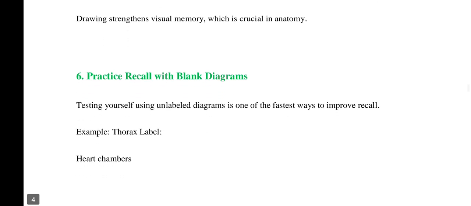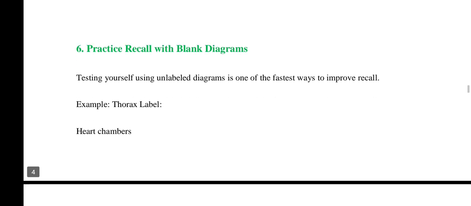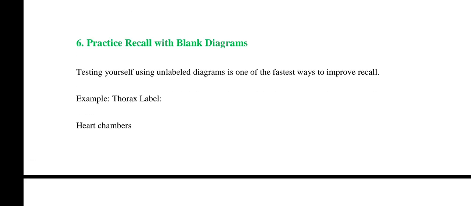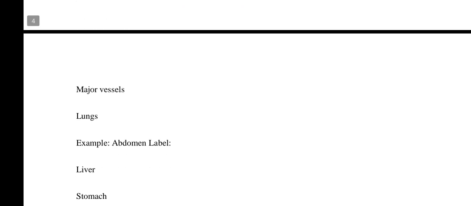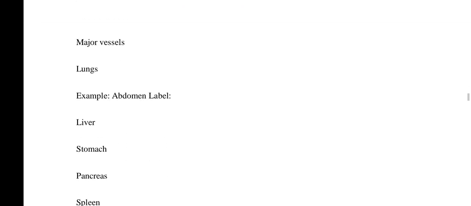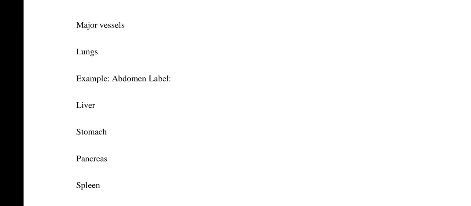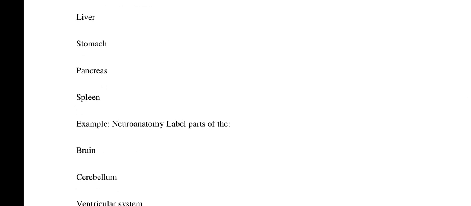Then practice recall with blank diagrams. Practice recall. You pick unlabeled diagrams and try to label them yourself. This is one way you can do that. You can do that using the heart chambers, the major vessels, the lungs. For the thorax and abdomen, you can look for a diagram of the liver and label it yourself. Look for a diagram of the stomach, the pancreas, the spleen. Name it, the brain, cerebellum, and try to label it.